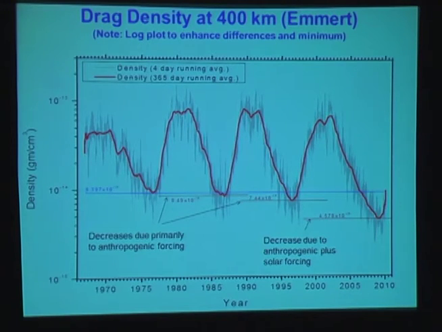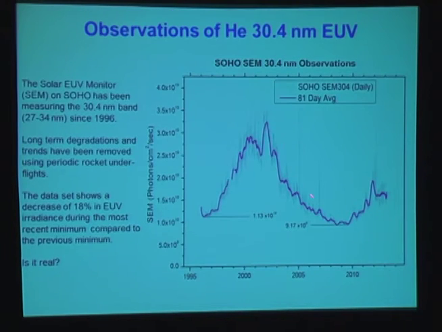But it is a very remarkable drop, and it's been a challenge to try and identify what are the causes of that very significant drop in neutral density at this altitude. If you look at that 304, the actual measurements of EUV flux, it too has a very large drop, in this case 18%. Now the question, is that real?